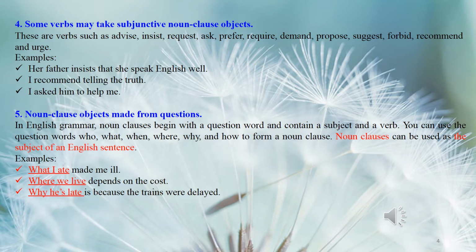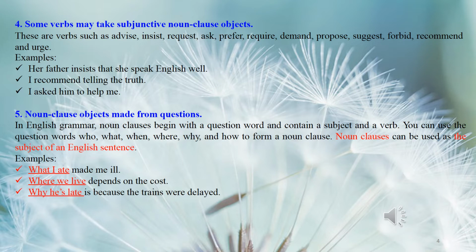5. Noun clause objects made from questions. In English grammar, noun clauses begin with a question word and contain a subject and a verb. You can use the question words who, what, when, where, why, and how to form a noun clause. Noun clauses can be used as the subject of an English sentence.